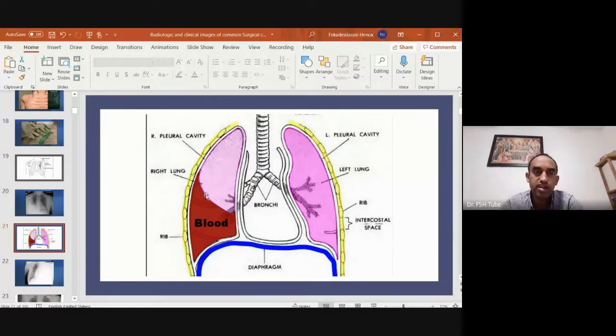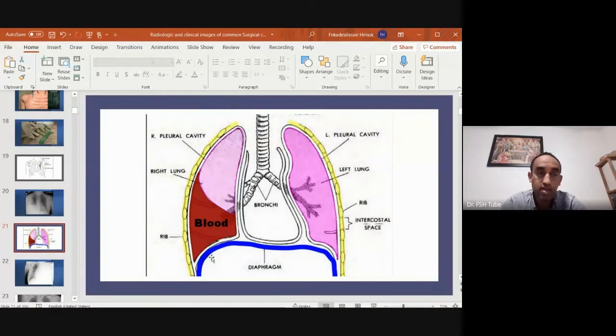So you see blood here, right? The costophrenic angle was supposed to be acute. You see, this is the costophrenic angle, it's supposed to be acute. When blood is occupying that space, the angle is obtuse, right? Now it's completely obliterated. It has become obtuse. So the right lung is partially collapsed.